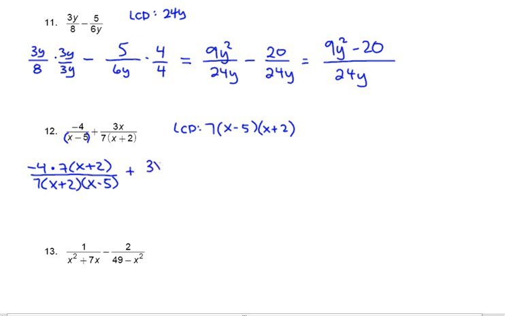Okay, 3x over 7 times x plus 2. What is he missing? The x minus 5. So top and bottom by x minus 5. So now you can see they have the same denominators. So we're going to write it all over the same denominator now.